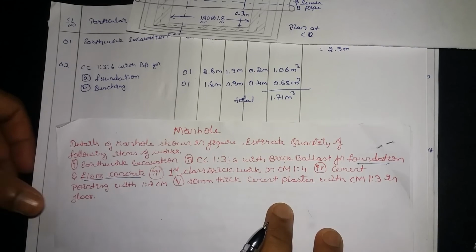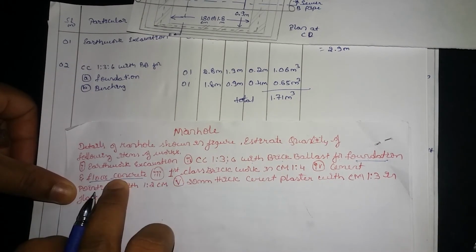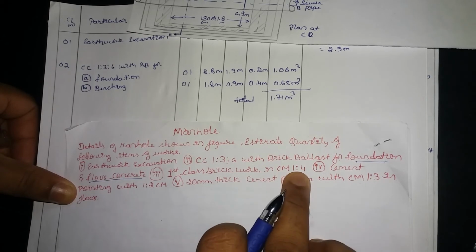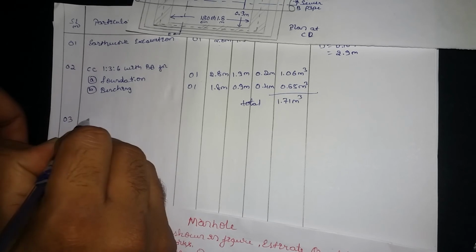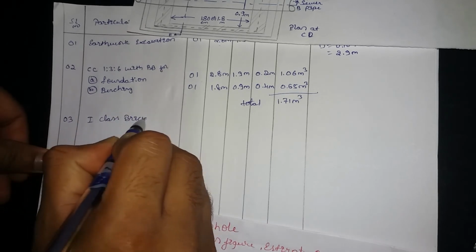Next, what is asked in the question? See, earthwork excavation is completed, CC is completed for the foundation and floor concrete. Now we need to find out the first class brickwork in cement mortar 1:4. So now the third part is going to be taken. So that is the third one. Now what we have to find out? We need to find out the first class brickwork.